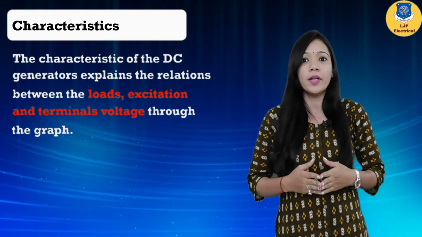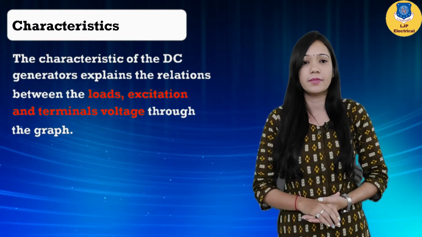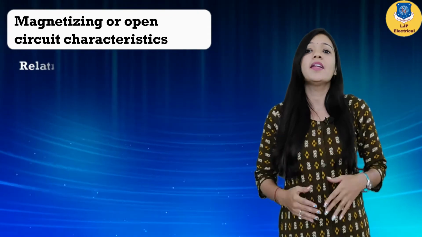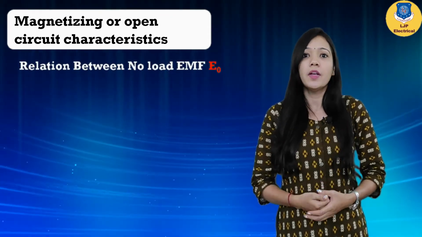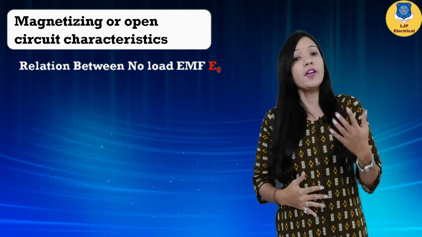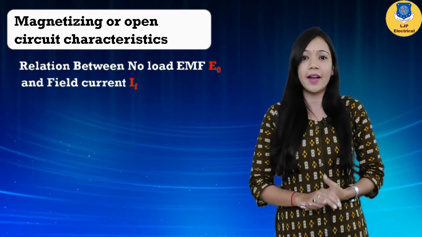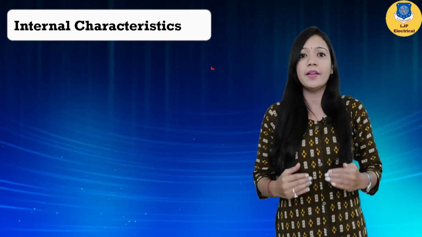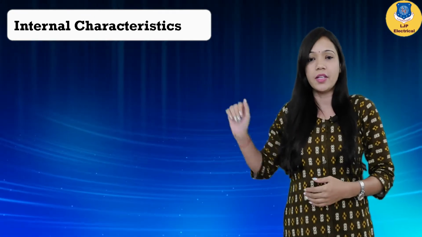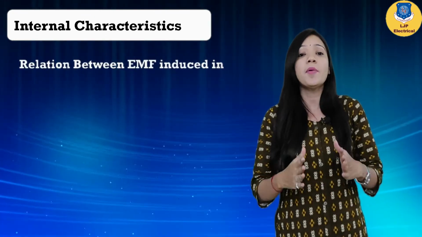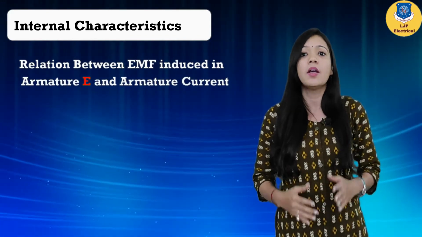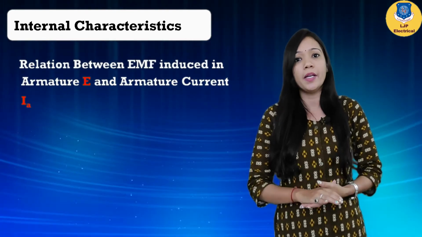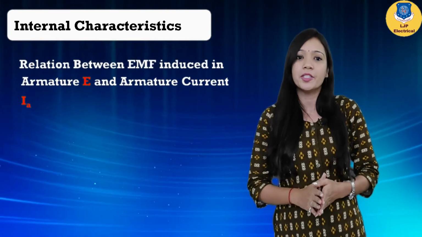There are three important characteristics of a DC generator. The first characteristic is the magnetizing characteristic, which shows the relation between no load EMF in armature for different values of field current. The magnetizing characteristic is practically the same for all types of generators. The second characteristic is the internal characteristic. It shows the relation between EMF actually induced in the armature and the armature current Ia. The induced EMF E is obtained after considering the effect of armature reaction.